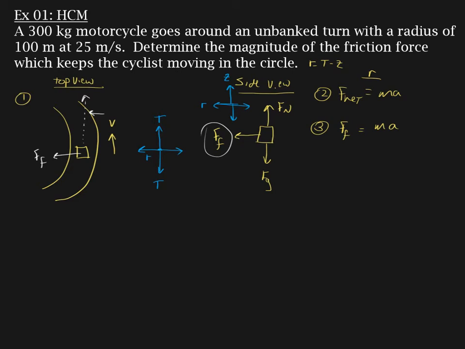Okay, so let's go ahead and finish solving our problem now. Step number 4 is all about solving. We want to know what the friction force is, so our equation is already set up for what we want, and now we just need to make our substitutions. So the force of friction is equal to m times acceleration, but we don't know what the acceleration is. So what we have to do is find it.